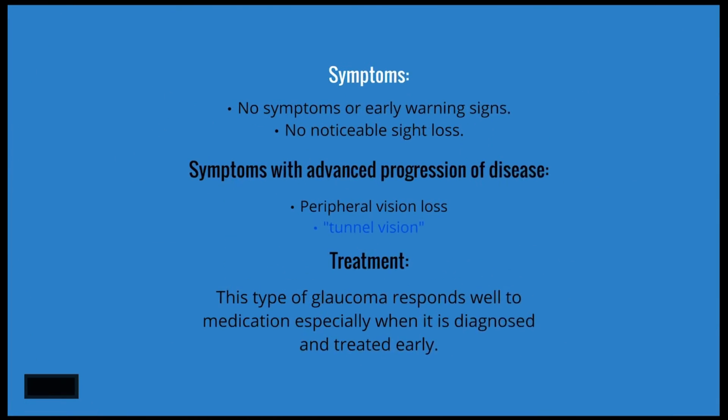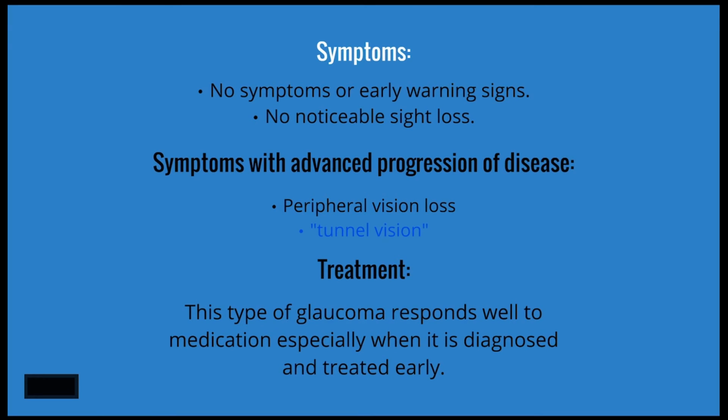There are no symptoms or early warning signs and no noticeable sight loss for primary open-angle glaucoma. The symptoms with advanced progression of the disease include peripheral vision loss and tunnel vision. This type of glaucoma responds well to medication, especially when it is diagnosed and treated early.